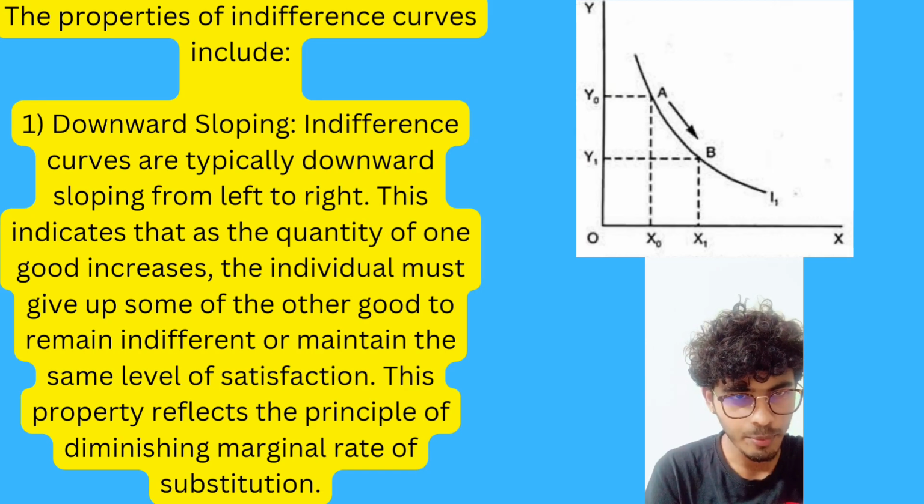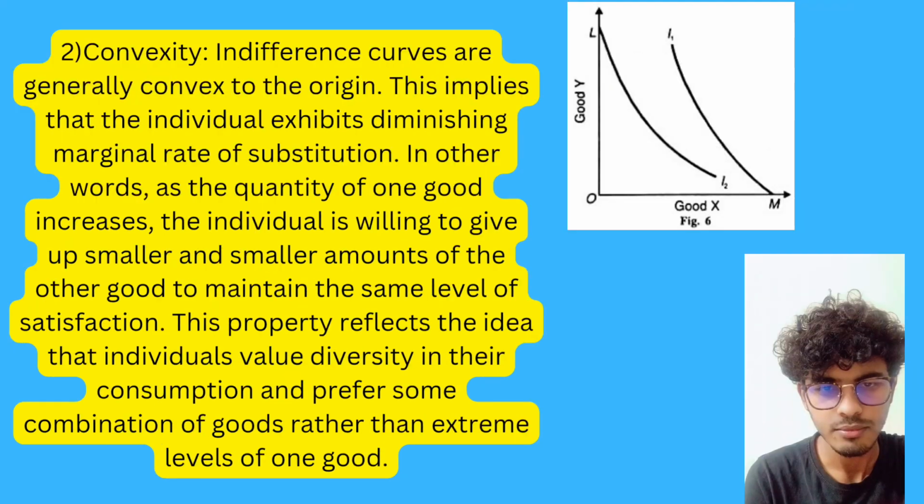The properties of indifference curves include: number 1, downward sloping. Indifference curves are typically downward sloping from left to right. This indicates that as the quantity of one good increases, the individual must give up some of the other good to remain indifferent, or maintain the same level of satisfaction. This property reflects the principle of diminishing marginal rate of substitution.